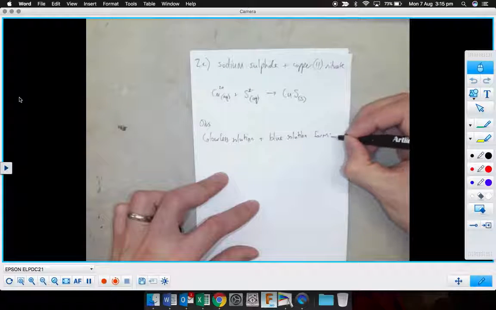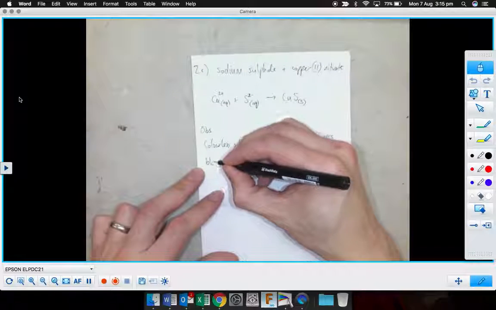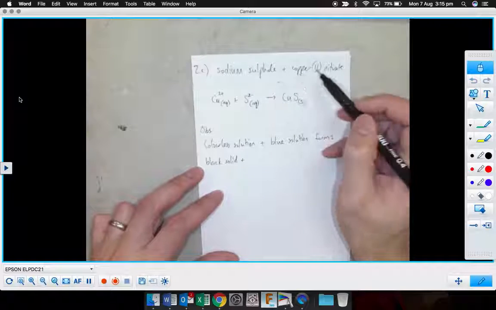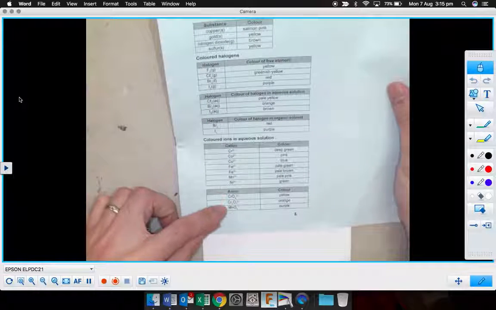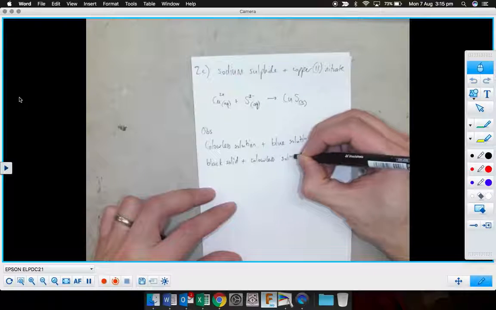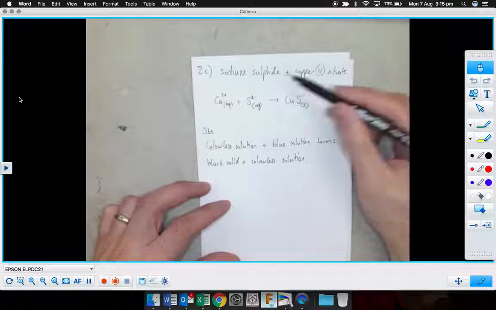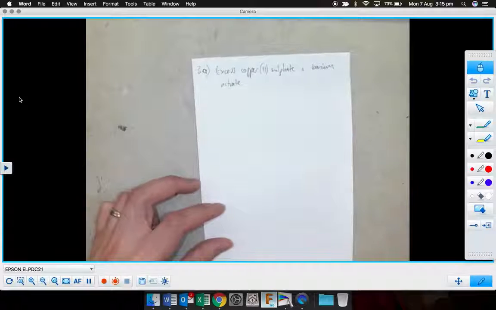And this forms, what color is the copper sulfide? So we look up the top here, copper 2 sulfide is black. So we have a black solid. And what color is the sodium nitrate? We've already established the sodium is not there, so therefore the sodium nitrate is a colorless solution. Okay? So that's how you would do it. Both reactants, both products. Even though you don't see them, you need to know that they are there. Let's have a look at the next one.